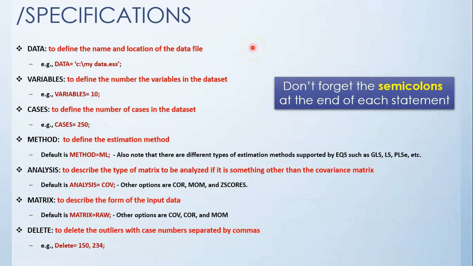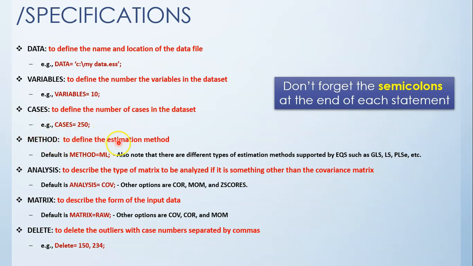In this slide, you can see a few secondary keywords under the specifications. Data is used to define the name and the location of the data file. I have provided an example for this secondary keyword as well. Variables is used to define the number of variables in the data set. So variables is equal to 10 means that there are 10 variables in your data set. Cases is used to define the number of cases in the data set. So cases is equal to 250 means that there are 250 cases in the data set.